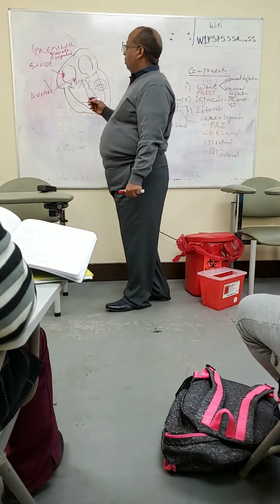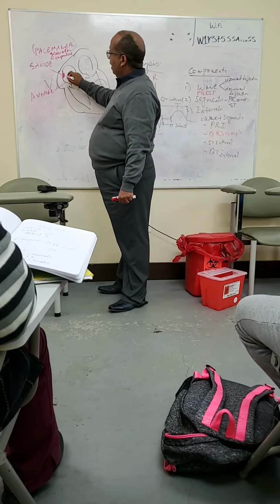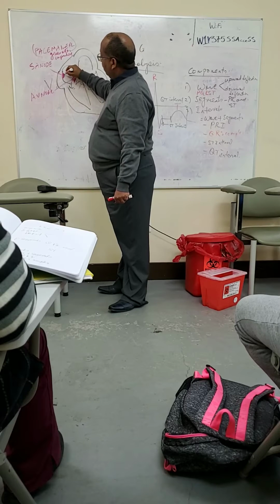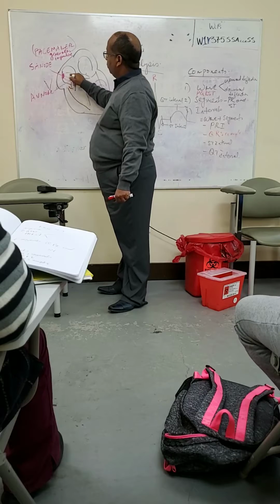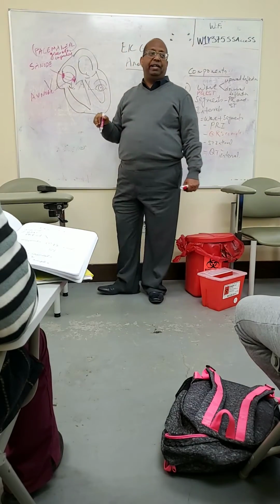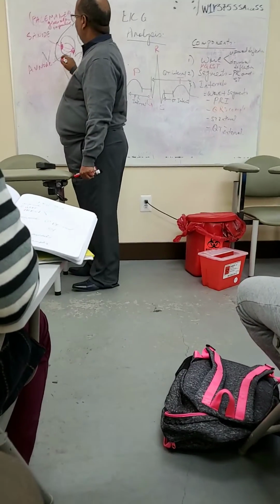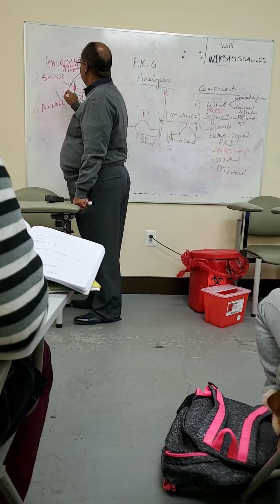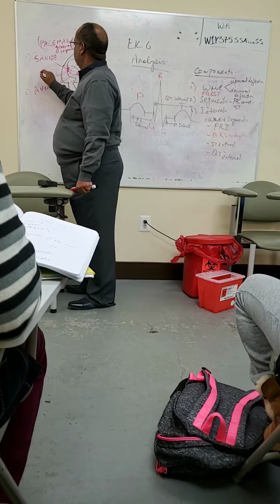Now, the impulse from the AV node will pass through three bundles of tissue. You see 1, 2, 3. These are called internodal fibers. These are the main thing that we need: three internodal fibers.